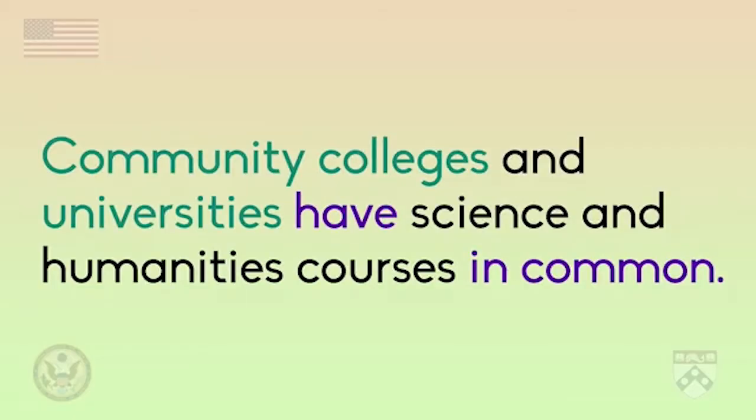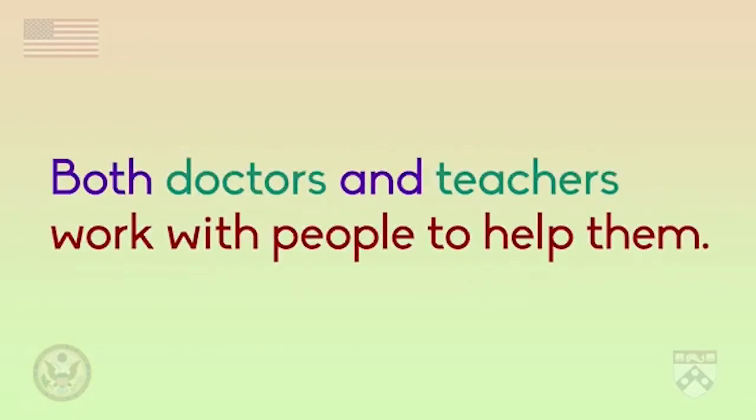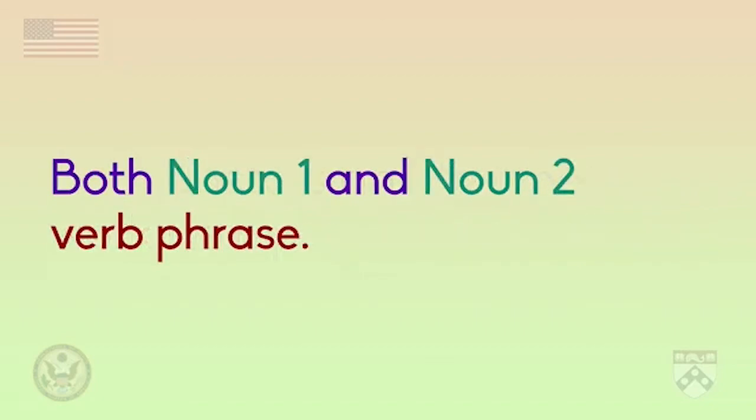Phrase number 3, both and. Both doctors and teachers work with people to help them. This sentence begins with the word both in purple, followed by the two nouns in green and the verb phrase for more explanation. The verb phrase is very important because it explains how the two things are similar.